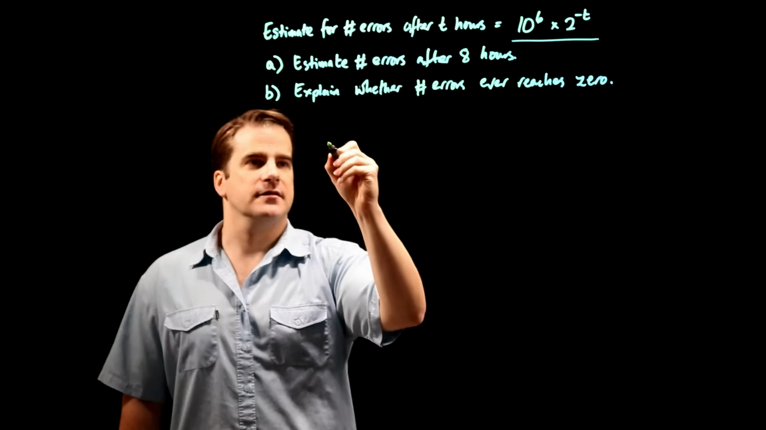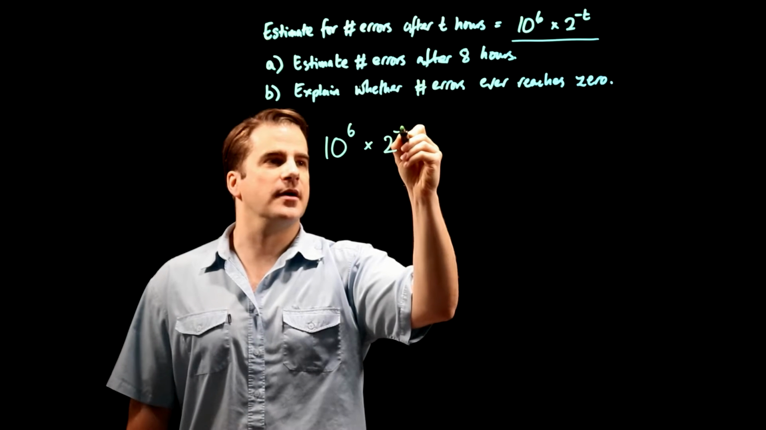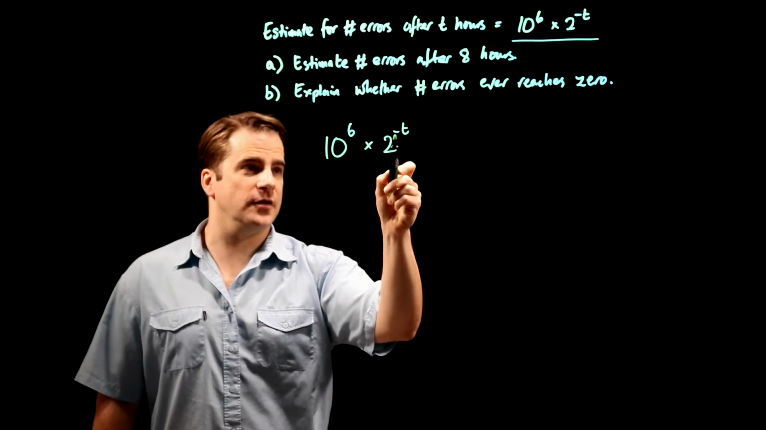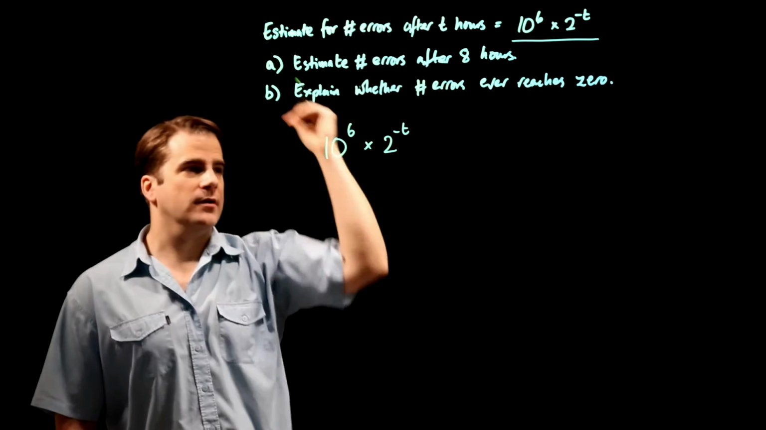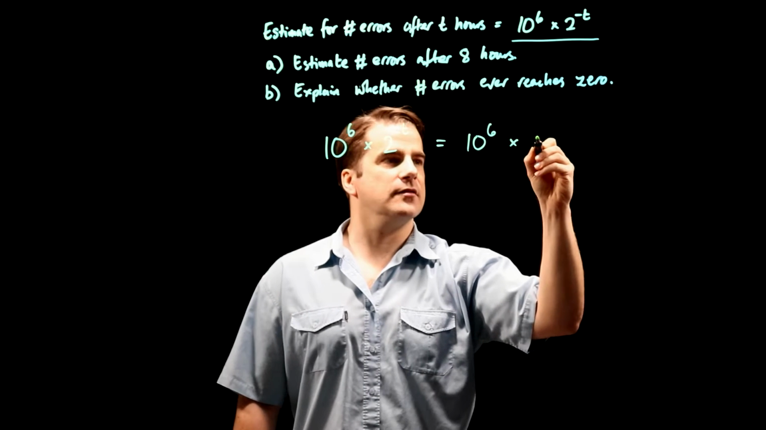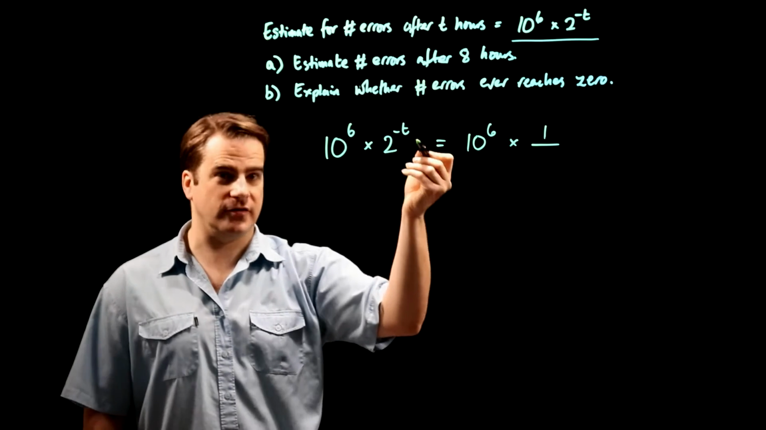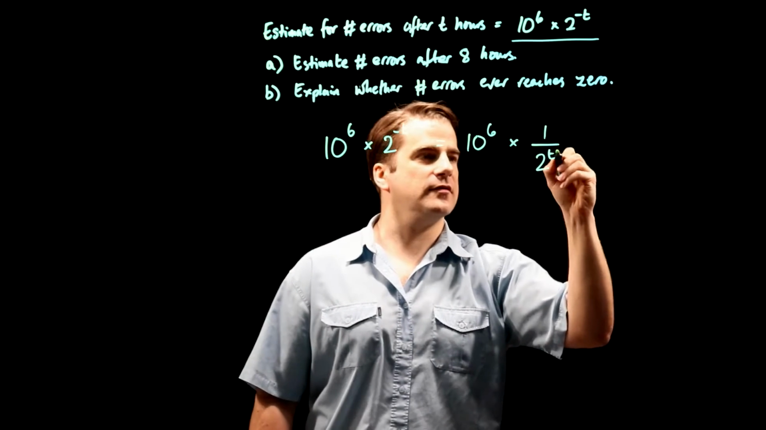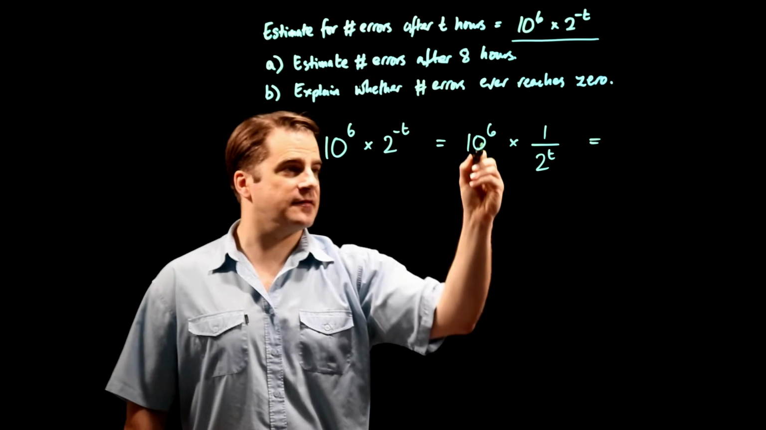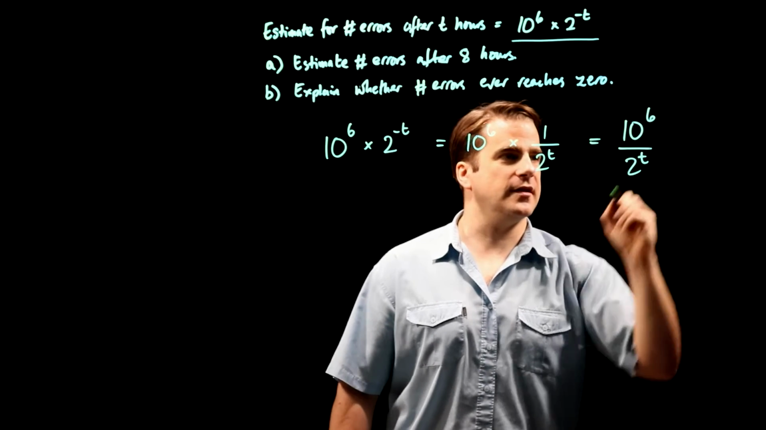No problem. So the expression is 10 to the 6 times 2 to the minus t. Don't be intimidated by this, the 2 to the power of minus t, it's no problem. That's just the same as 10 to the 6 times, negative power means 1 over the thing to that positive power, 1 over 2 to the t, okay? Which could also be written as just 10 to the 6 divided by 2 to the t.